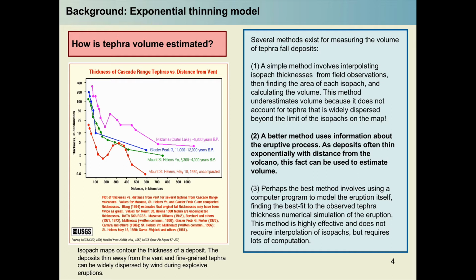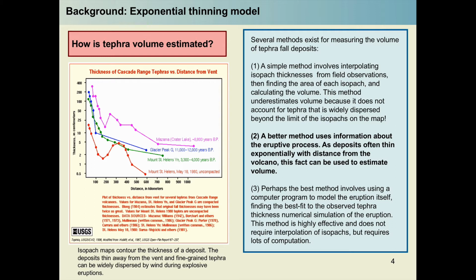So a much better method uses some information about the eruptive process, and it assumes that, as shown in this graph on the left, the deposits thin exponentially with distance from the volcano. So you can use this observation of exponential thinning to come up with a better estimate of volume, and you can interpolate better between the areas of observations where you might have observations that are missing. So places you couldn't measure, very far distances away. You can fill in the gaps with this exponential model. So that's what we're going to do with this homework assignment.